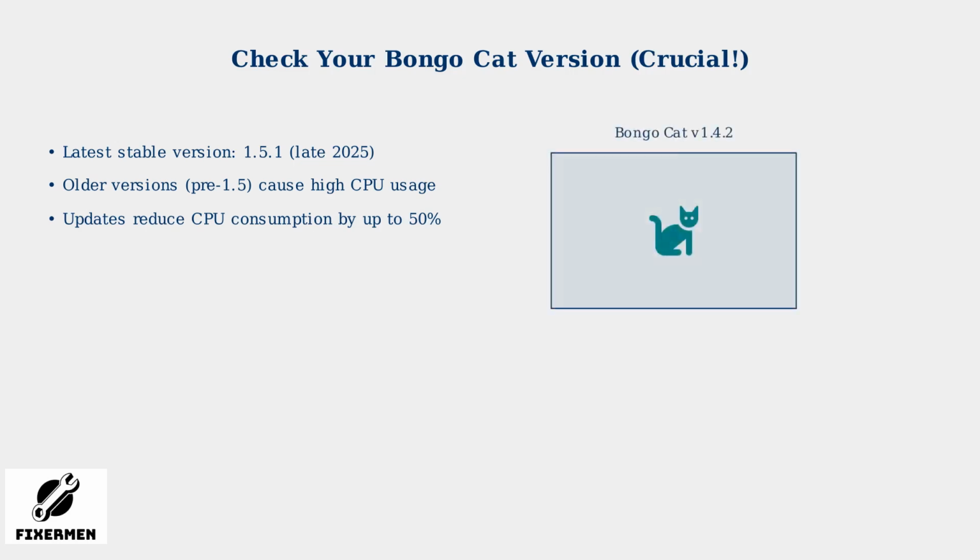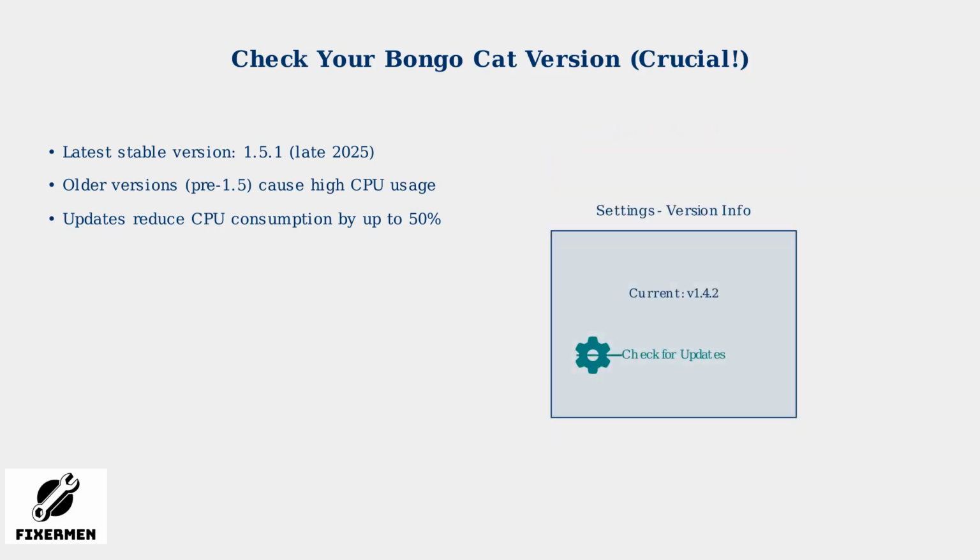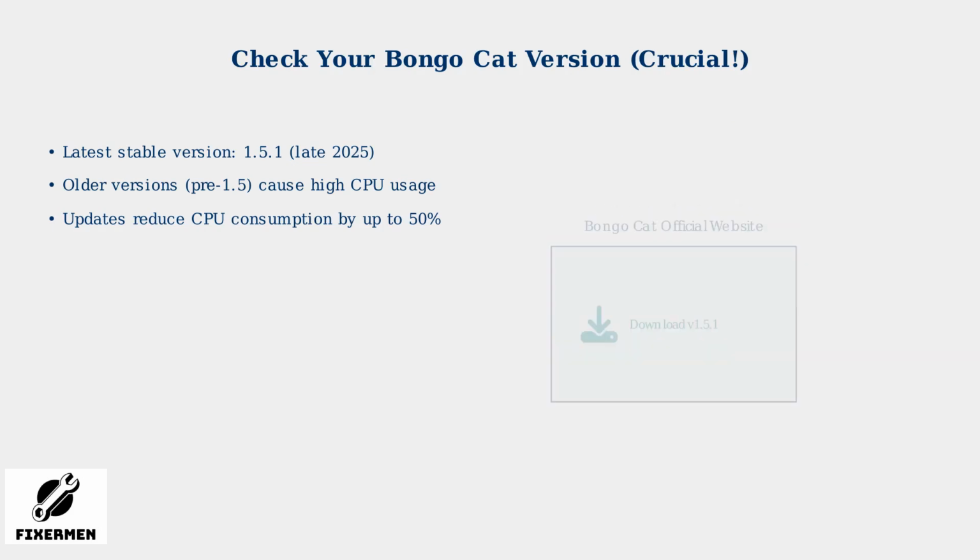To check your version, open the Bongo Cat application. Then check the version in the Settings or About section. If you need to update, download the latest version from the official Bongo Cat website. This is often the first and most effective step to resolve high CPU usage issues.